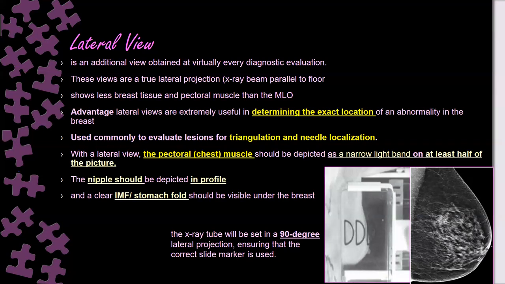We said generally the lateral view is used to determine the exact locations of the lesions, and for triangulation and needle localization. And the pectoralis muscle should be depicted, but it will be narrower, okay? At least half of the mammography view, but narrower, not like on MLO, because on MLO we are following its angle, we are following its axis. But here we are not following its axis, you will just see part of it. But the nipple should be in profile, and we have to make sure the inframammary fold is open. And this is the lateral view.